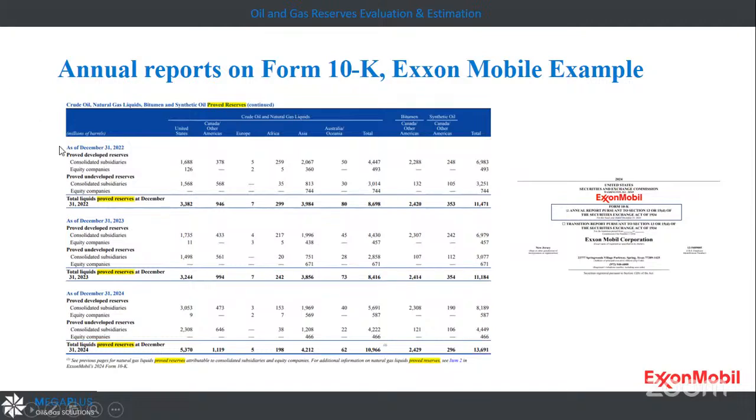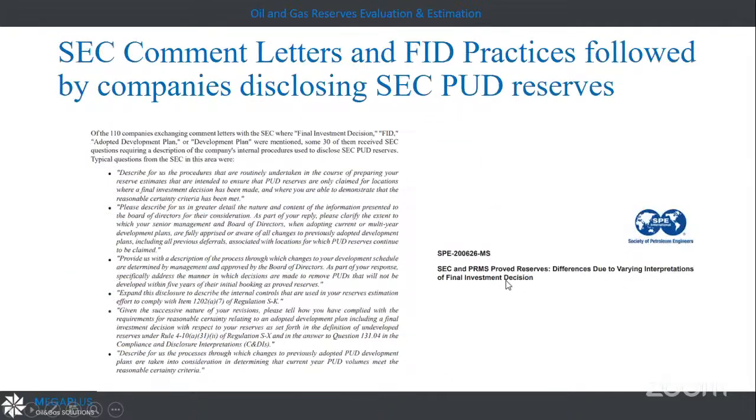We have developed, proved developed, and proved undeveloped for 22, 23, and 24. This is how companies must announce or disclose their reserves, and how the SEC can audit something like that. Here's an example.